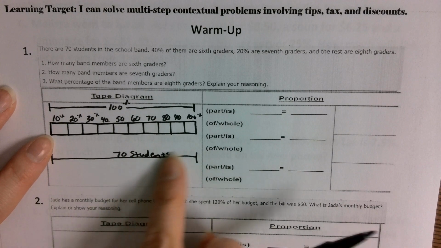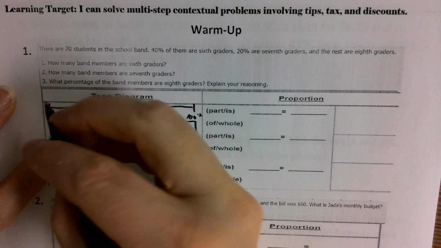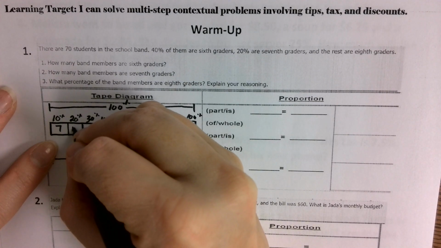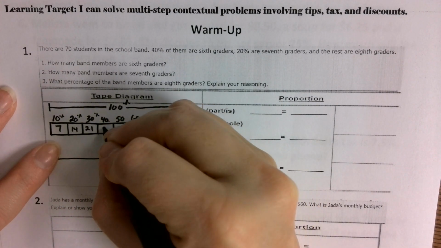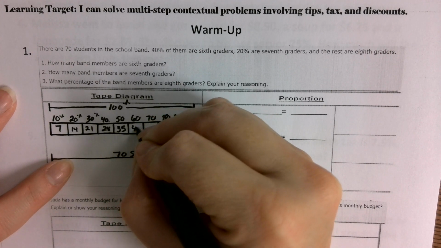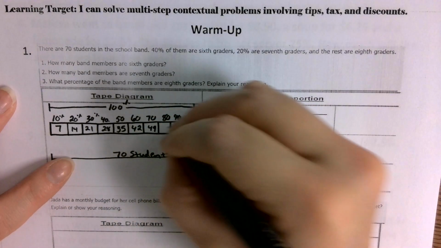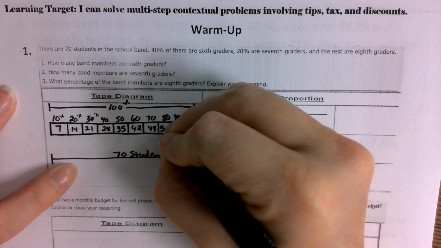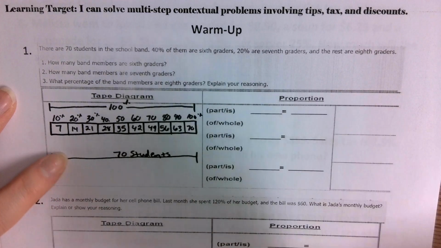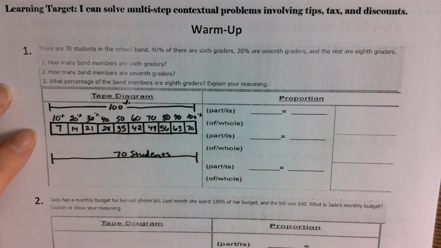Inside each box, if I take 70 and divide it amongst 10, that means each box is worth 7. So I'd have 7, then 14, 21, 28, 35, 42, 49. Then 56, then 63, and then 70. It goes all the way up to our 70.